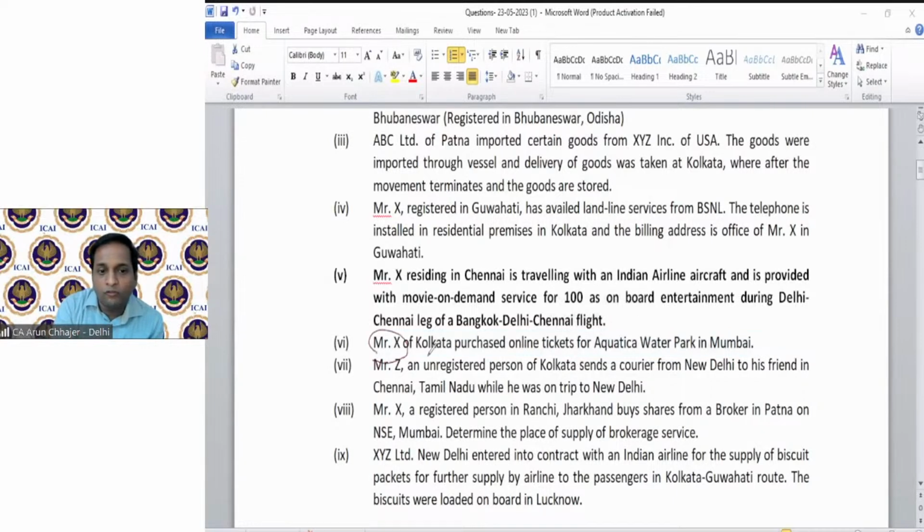Now, X of Kolkata purchased the online ticket for the water park in Mumbai. There are two different provisions in section 12 regarding events. One is admission to the event and one is organization of the event. Which provision will attract here? Mr. X is taking the online ticket, so he is basically entering the water park. He is taking admission to the water park.